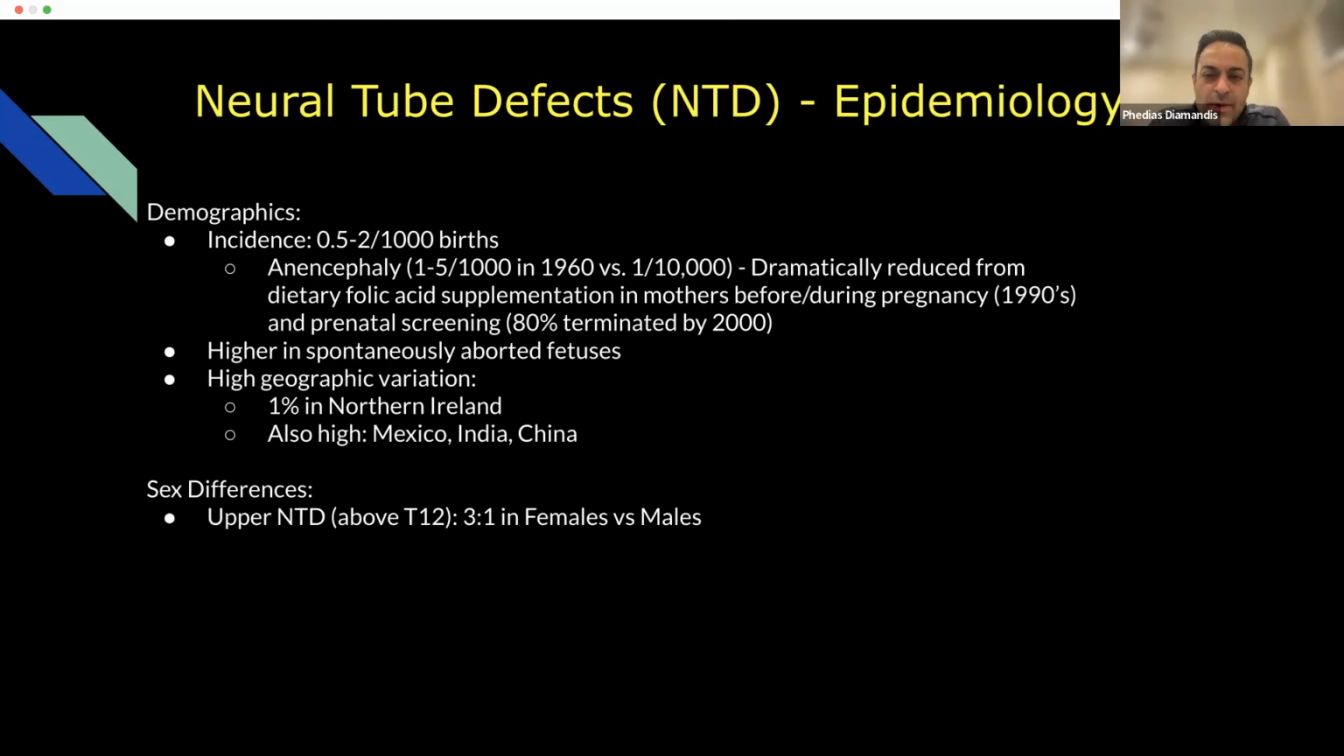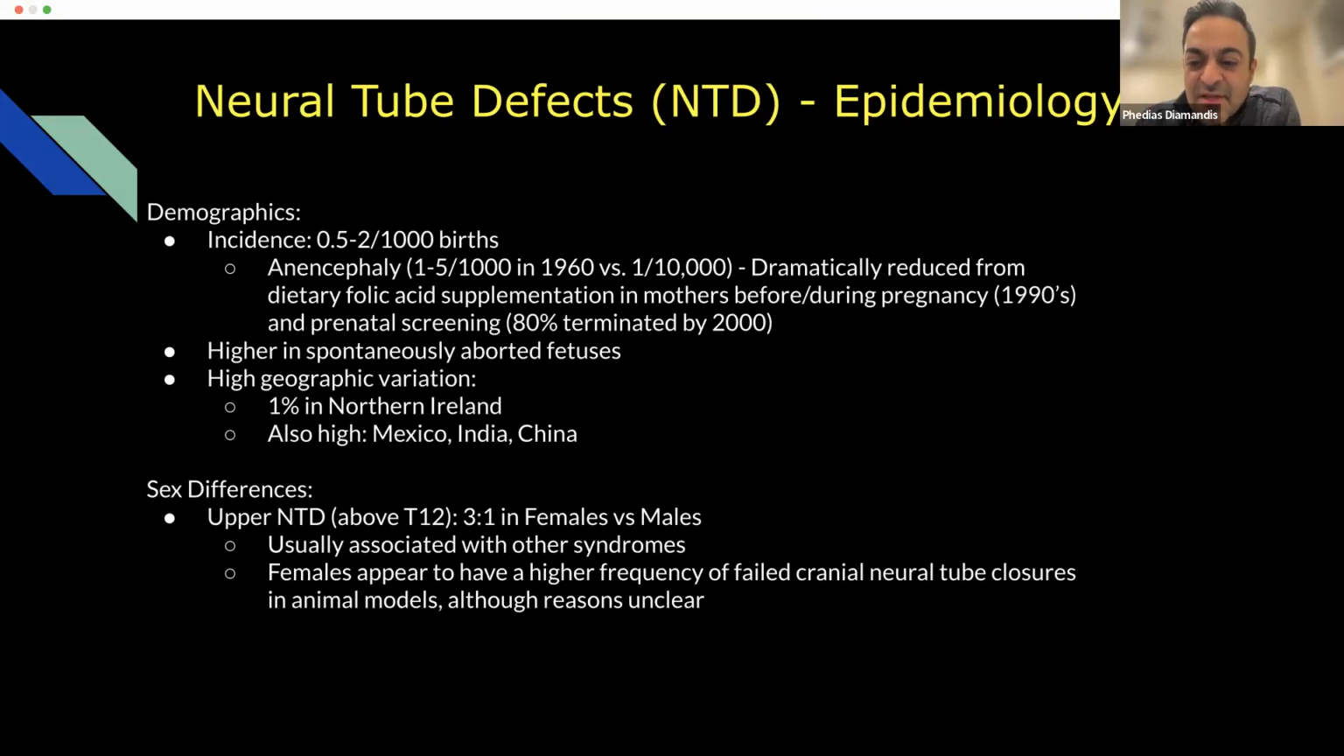Interestingly, one book I read has cited that there are some male-female differences, with females having a higher number of upper neural tube defects. The reason for this is unclear. Possibly some of these are associated with syndromes that are more common in females. But interestingly, in animal models, it does appear that the rostral neural tube has a propensity to fail to close more often in females than males. The embryological reason for this is unclear.